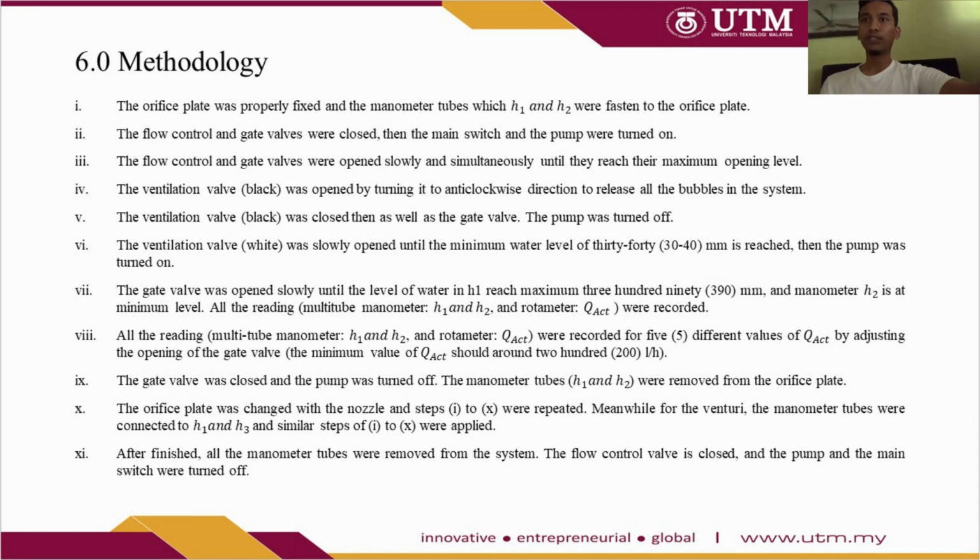The orifice plate was changed with the nozzle and steps 1 to 9 were repeated. Meanwhile, for the venturi, the manometer tubes were connected to H1 and H3 and similar steps 1 to 9 were applied. And then the last one, after finishing, all the manometer tubes were removed from the system. The flow control valve was closed and the pump and the main switch were turned off.